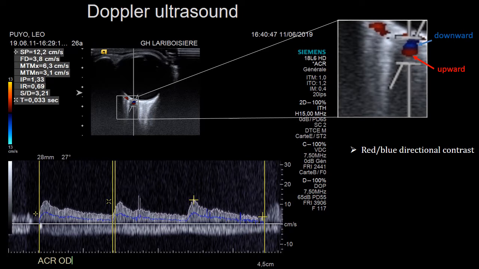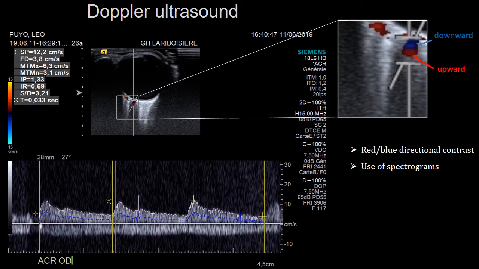So this is the ocular globe, and you can see here the central retinal vessels that are identified with this contrast, and the transducer would be laid on the closed eye here. The red flow is the flow going in the direction of the transducer, and the blue flow is going away from the transducer.